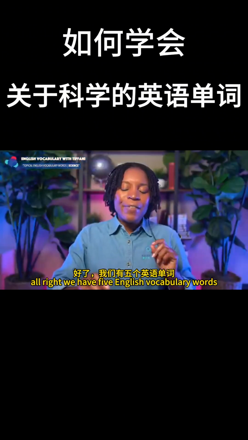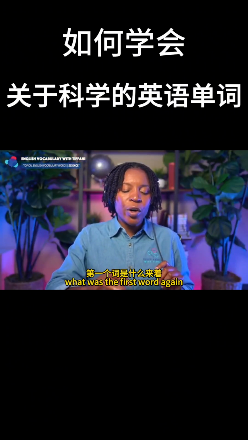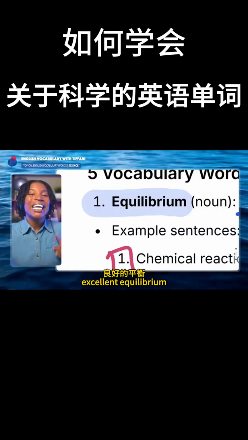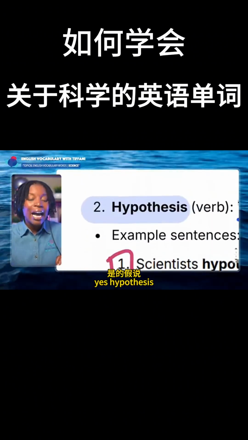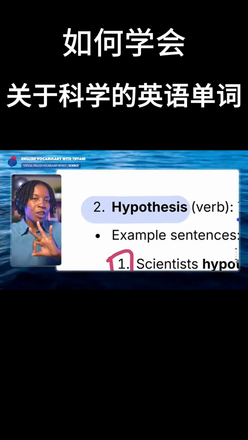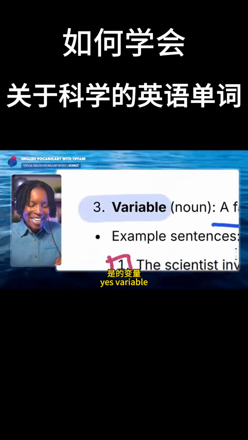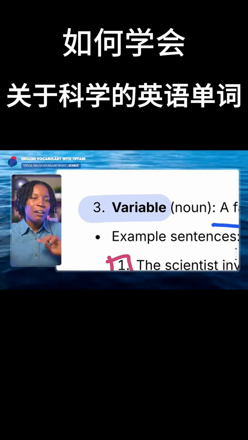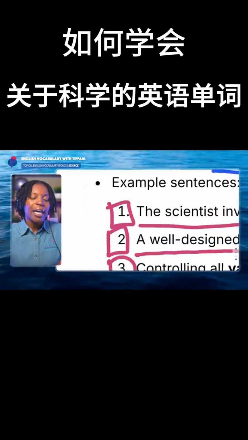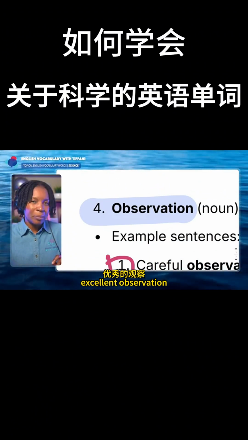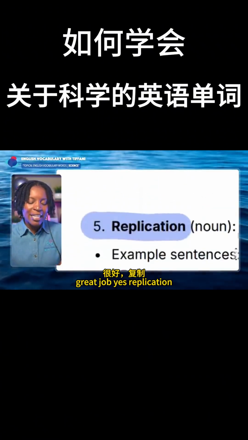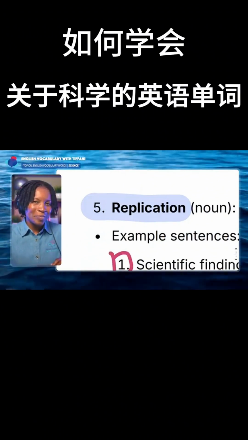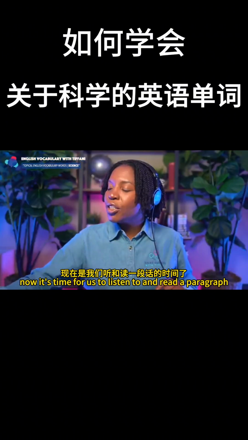Very good. All right. We have 5 English vocabulary words. What was the first word again? Excellent. Equilibrium. What was the second word? Yes. Hypothesis. Third vocabulary word. Yes. Variable. Fourth vocabulary word. Excellent. Observation. And fifth vocabulary word. Great job. Yes. Replication. Excellent. Now it's time for us to listen to and read a paragraph.